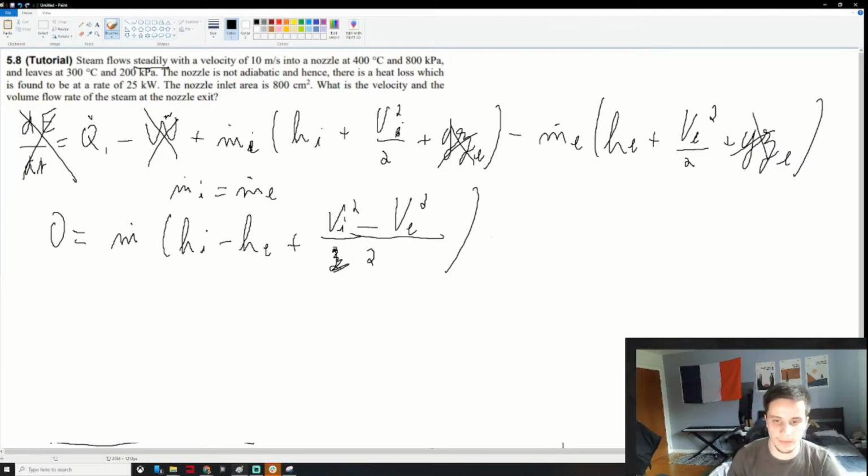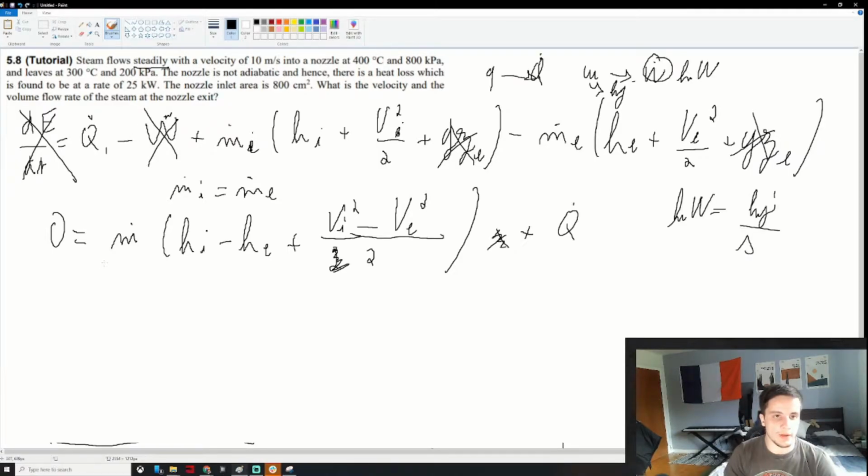Oh, and I forgot one big part, which is actually Q plus Q, which in this case I multiplied everything by the mass flow rate, which is fine in this case. So this is still big Q dot, and we're gonna leave it as is because here in this case we have kilowatts. Okay, so what do we have?